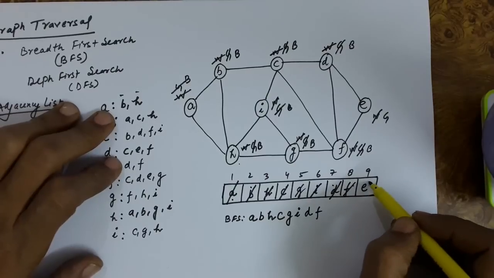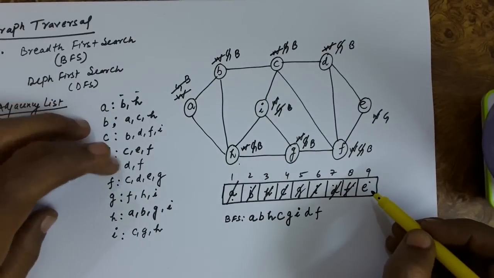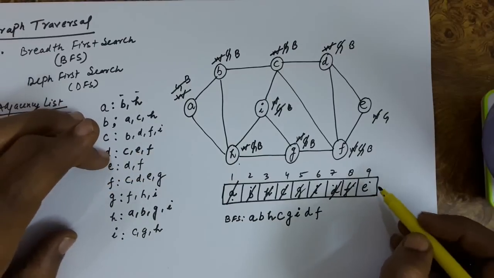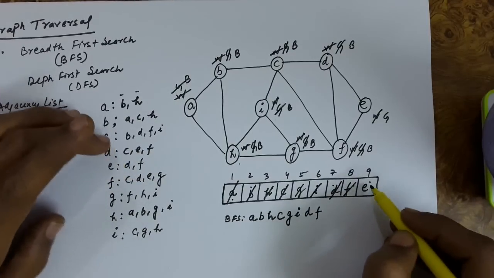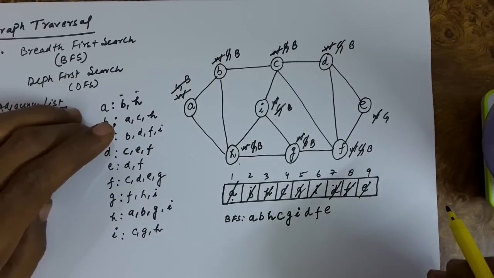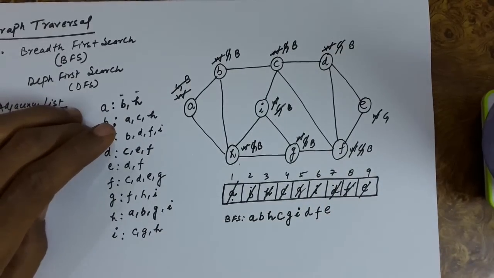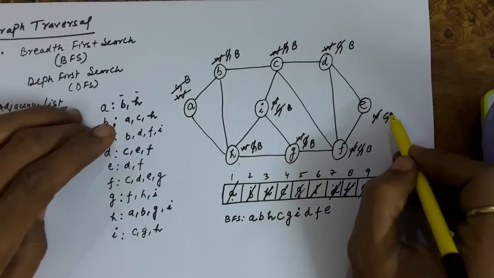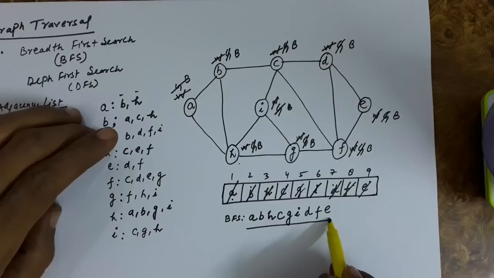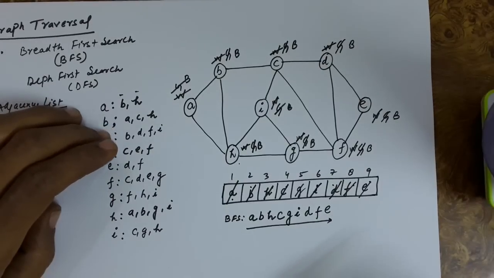Now from E we have the connection D and F. The color of these two vertices are black, so we cannot add these two vertices in the queue. So remove this E, add it to the BFS sequence, and make its color as black. So now you can see that we have got this sequence. So this is the BFS sequence. We have explored the vertices in this sequence.